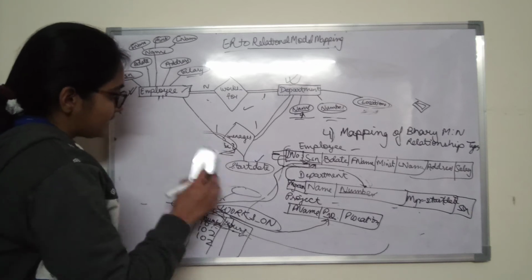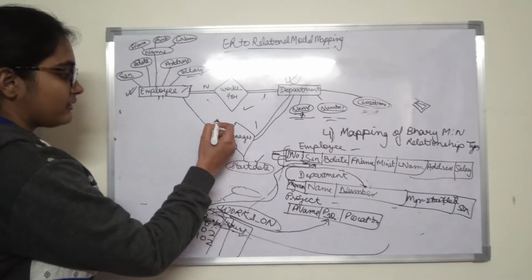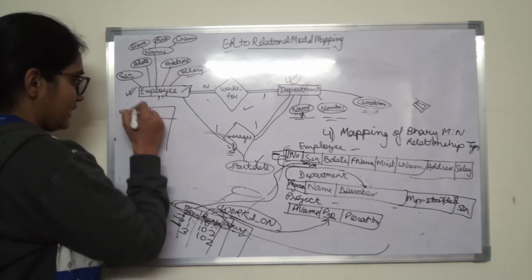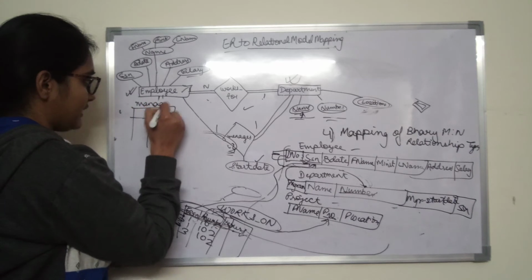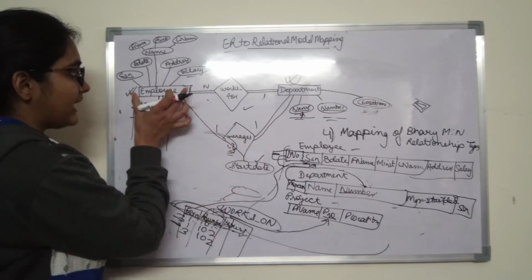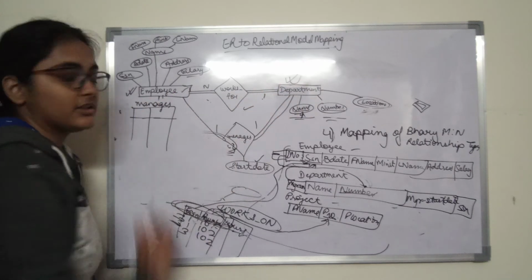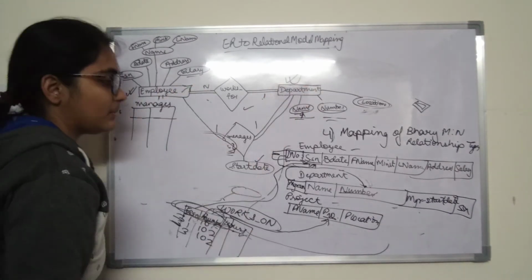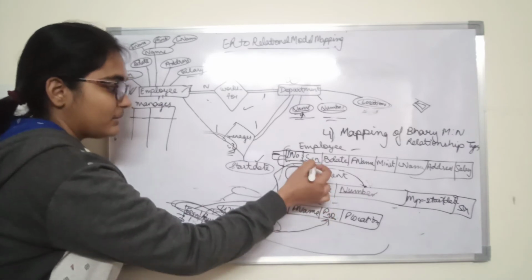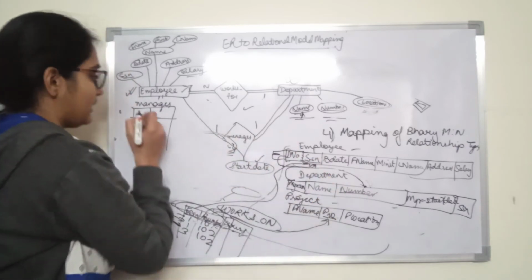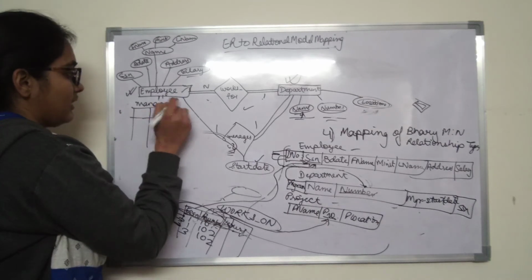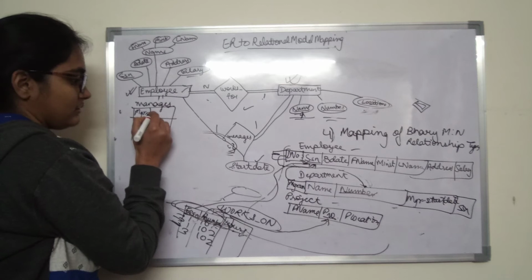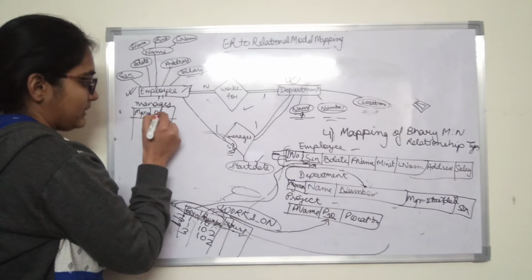When we are mapping this relationship type, let us talk about the 1:1 relationship type first. We will create a new relation, manages, and again we will include the primary key of both the relations corresponding to the participating entity types. Which are the participating entity types? Employee and department. So employee's and department's primary keys will be included here, SSN and number, or let us say MGR_SSN, manager SSN, and D number, department number.